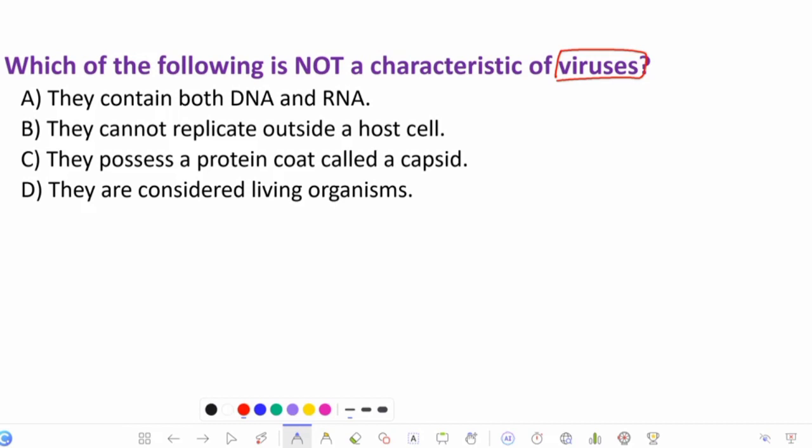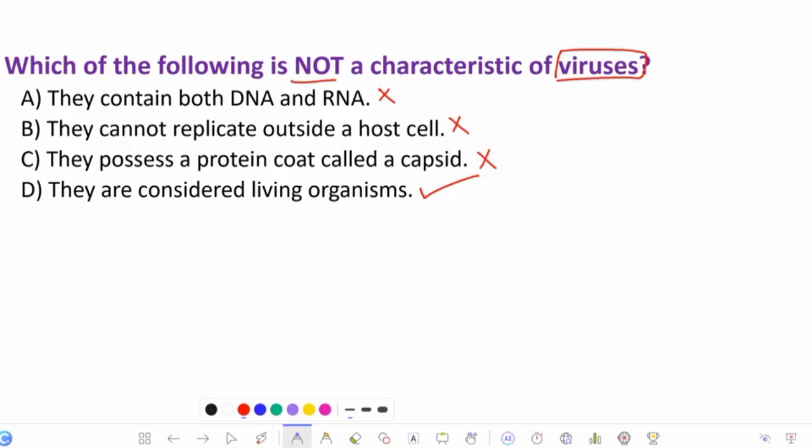Number one, they contain both DNA and RNA. Yes, it is a correct property, because they might contain DNA and RNA. They cannot replicate outside a host cell. It is also correct. These are characteristics, so the option is incorrect, because they are asking about the one that is not a characteristic. They possess a protein coat called capsid. Yes, it is a characteristic of viruses. They are considered living organisms. Yes, it is the correct option, because this is not a characteristic of viruses.